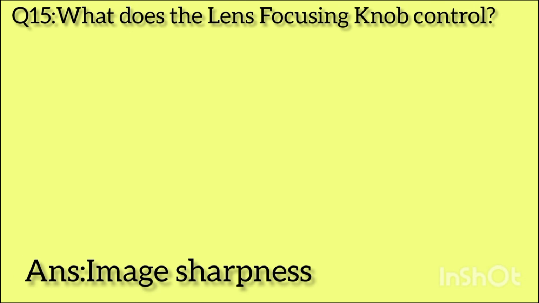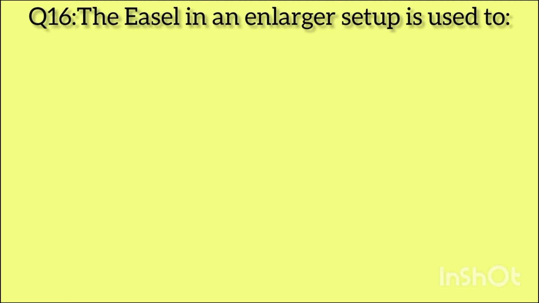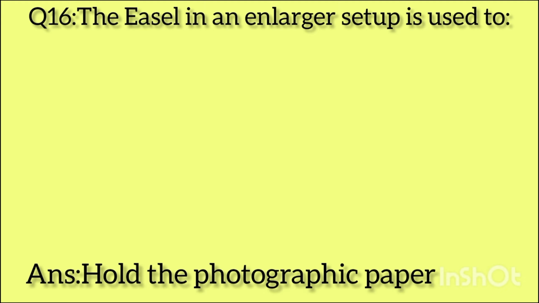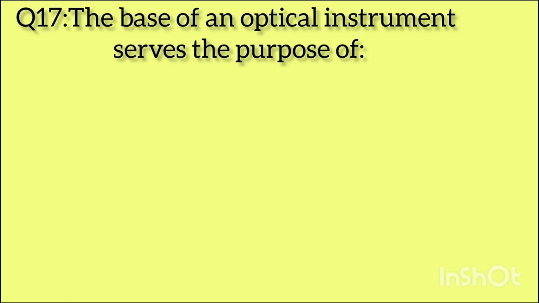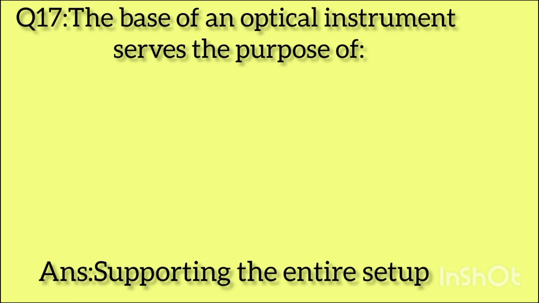Question 15. What does the lens focusing knob control? Answer: image sharpness. Question 16. The easel in an enlarger setup is used to? Answer: hold the photographic paper. Question 17. The base of an optical instrument serves the purpose of? Answer: supporting the entire setup.